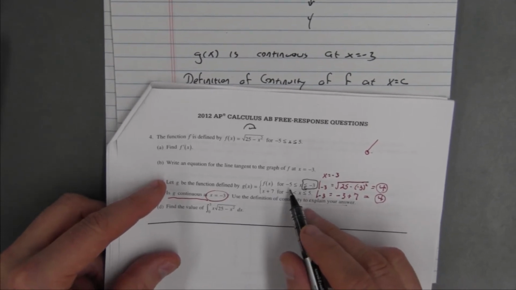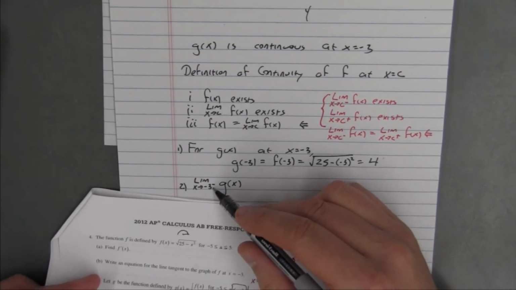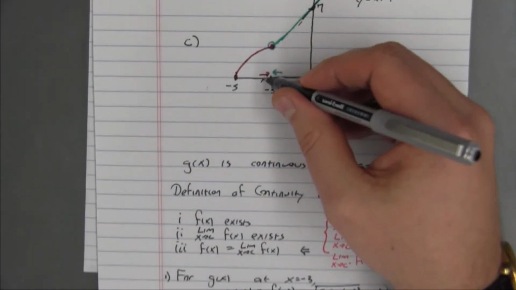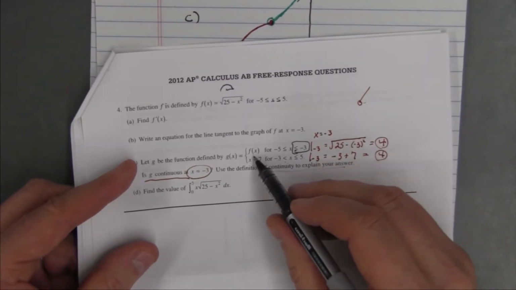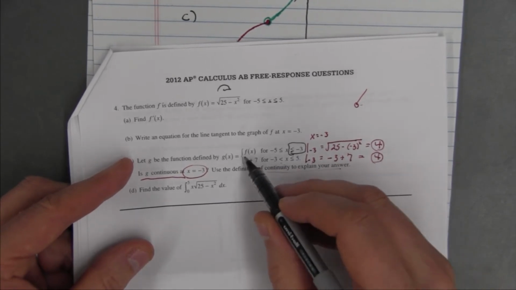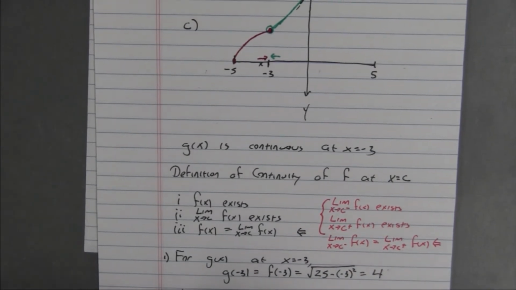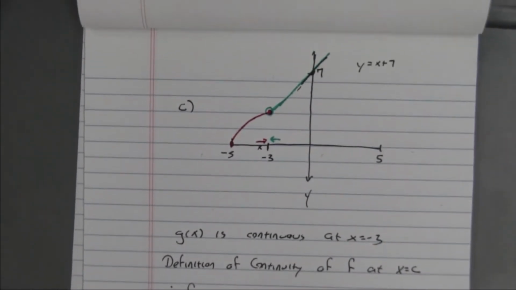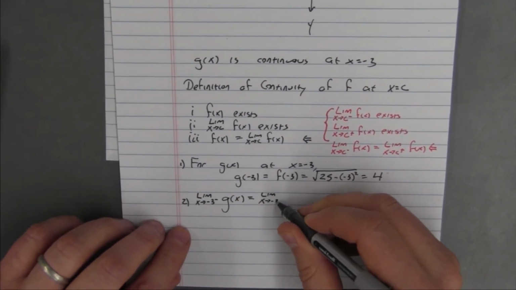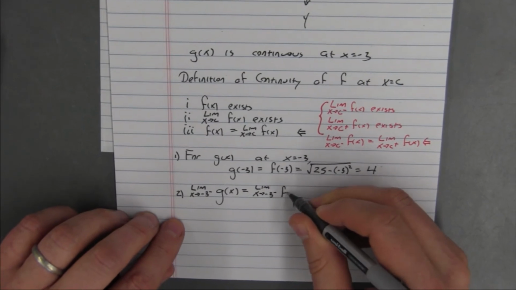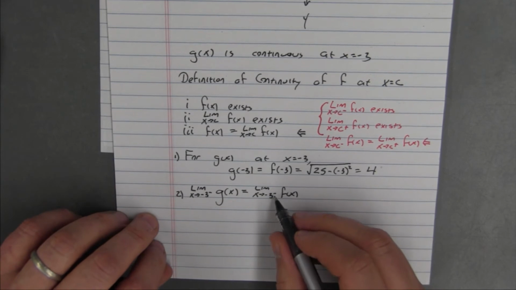But as x approaches -3 from the left, that's coming from this side, our x's are less than -3. So we're going to use the part of the function for x less than -3, which is f of x, which is our old friend up here. So the limit as x approaches -3 from the left of g of x is equal to the limit as x approaches -3 from the left of f of x, because these two functions are the same thing when x is less than -3, which this negative means.